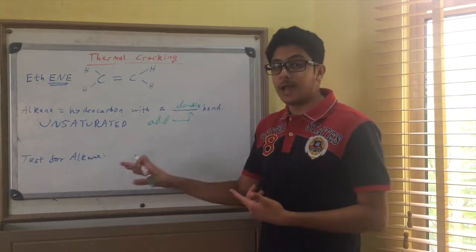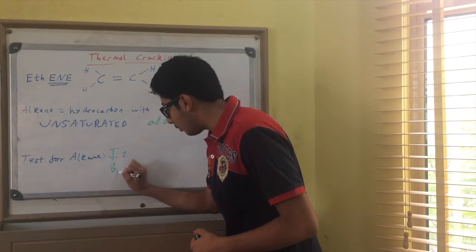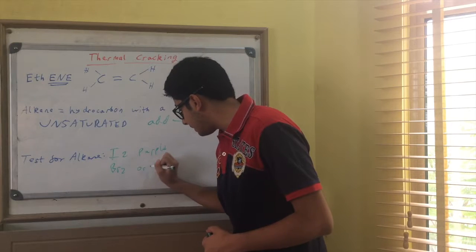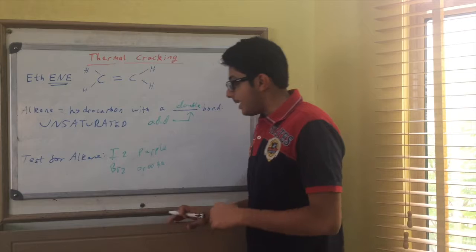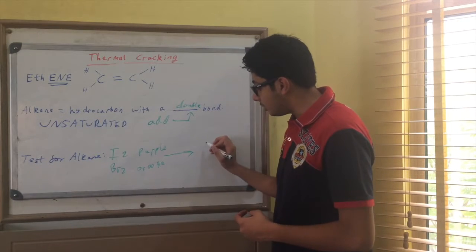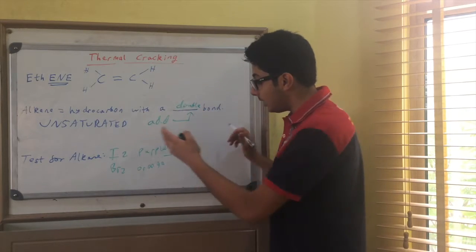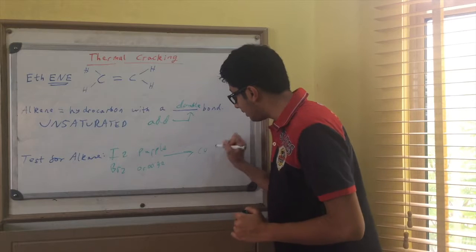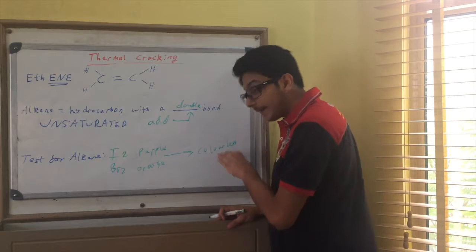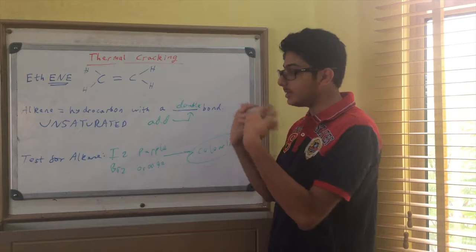How do we test for an alkene? To test for an alkene, we use either iodine or bromine. Iodine is purple in solution, and bromine is orange. If an alkene is present, then when we add the alkene or the substance we're trying to test, the bromine or the iodine turns colorless, then an alkene is present. Not clear, not white, it turns colorless. Clear means you can see through it.